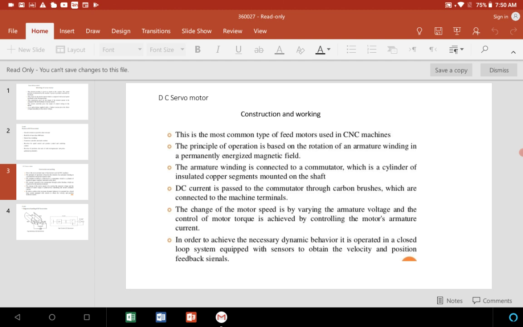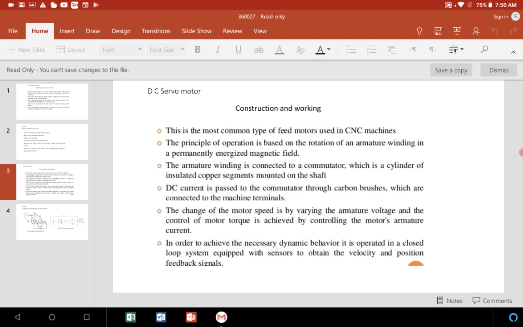So here is a brief about the DC motor construction and working. This is the most common type of feed drive on CNC machines. It is almost like the electrical topics or chapters you studied in previous semesters regarding DC motors, AC motors, like armatures, windings, primary, secondary, etc. All about that, a few brief points are there.